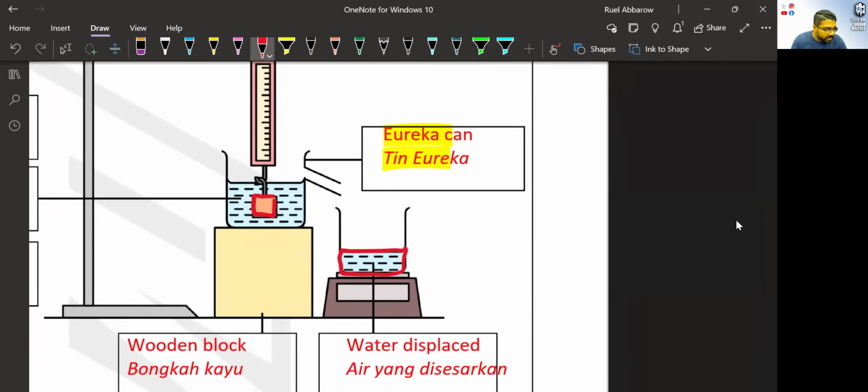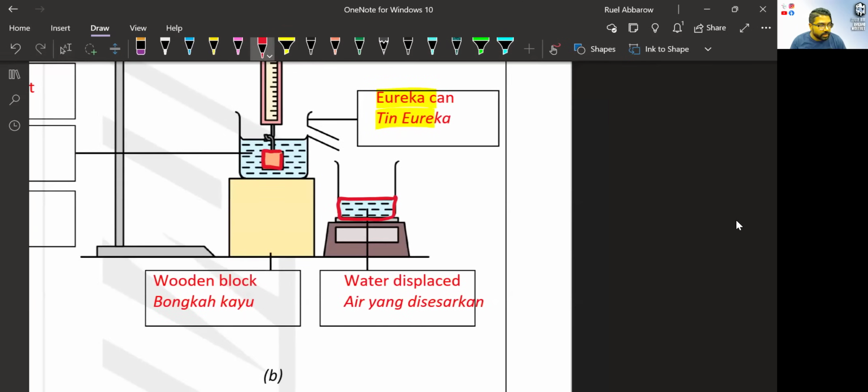The object has displaced this liquid. It has replaced it in its physical position. It has taken its place and replaced it. Displaced. So this is the liquid displaced. Here we are using water, so this is the water displaced. That's what we mean by water displaced.